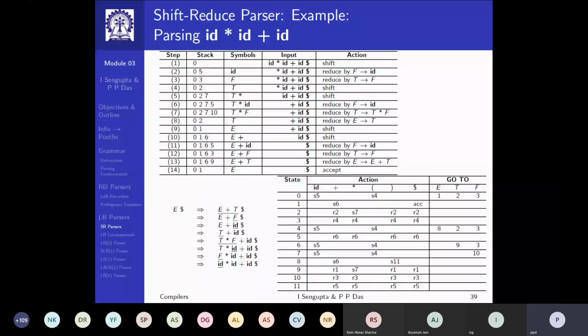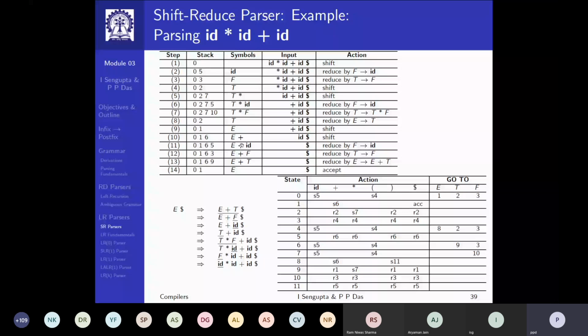ID, 1 symbol is removed, so the corresponding state 5 is removed. Exposed state becomes 7. New symbol is F. 7F, my state is 10. So I put the state 10, and I have the new sentential form T star F plus ID.